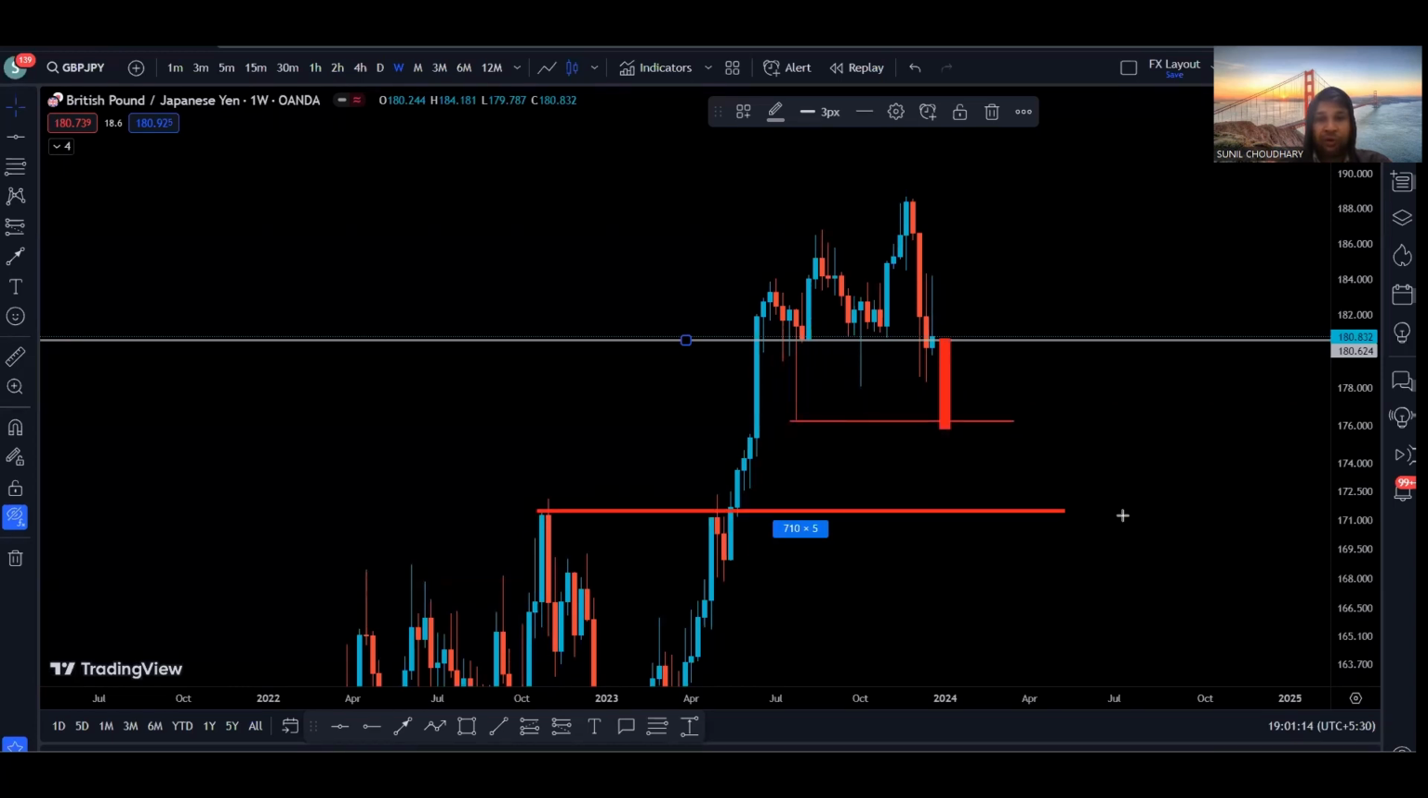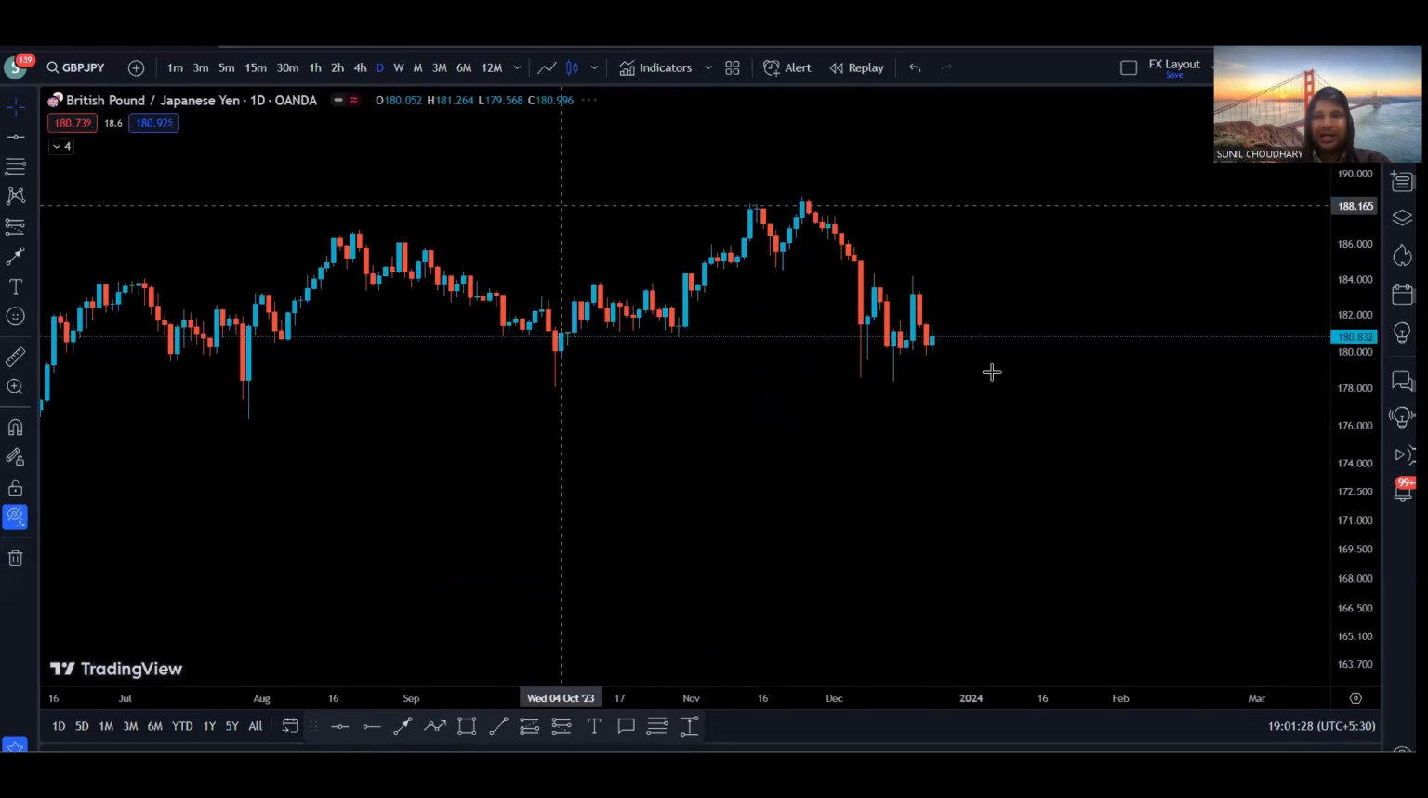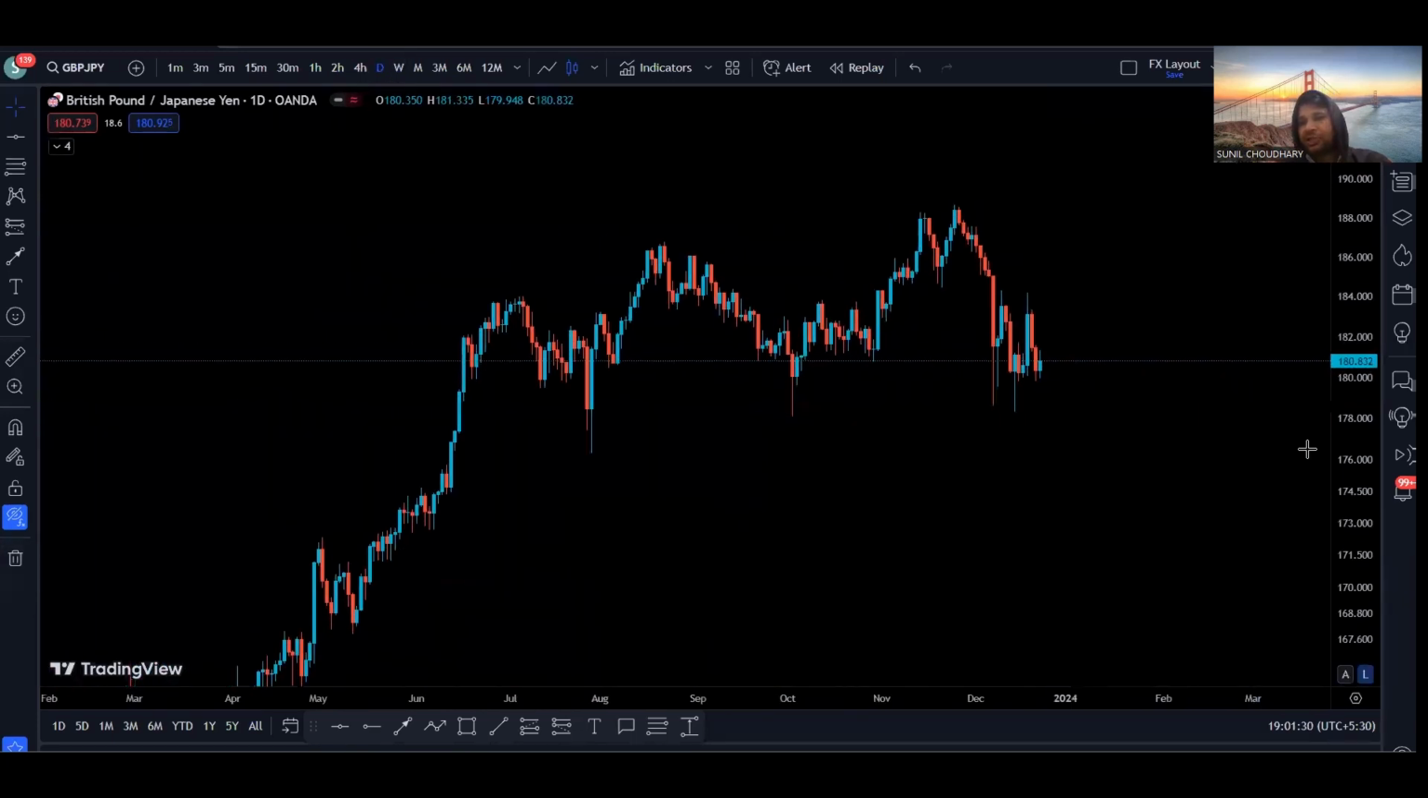And then we have more clean range on the left hand side for the price to continue going to the downside. That is something I anticipate on the weekly time frame, which is perfectly aligning with the monthly time frame, as we are anticipating a pullback on the monthly time frame as well. Now let's go to a daily time frame to see what is happening.